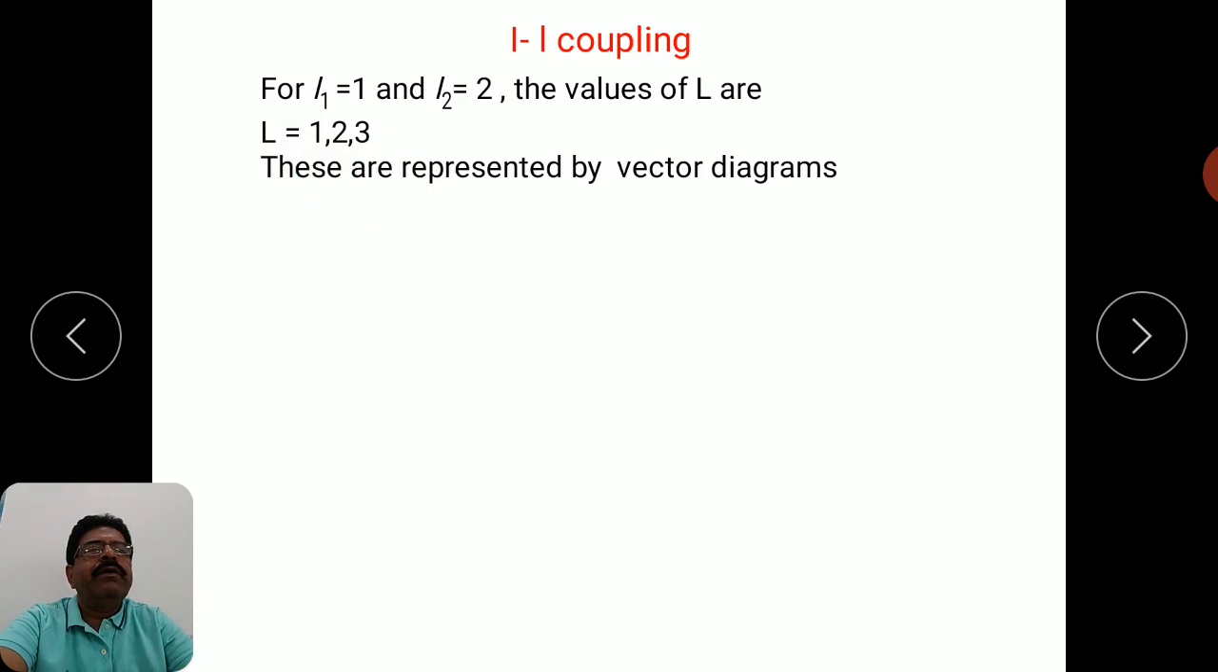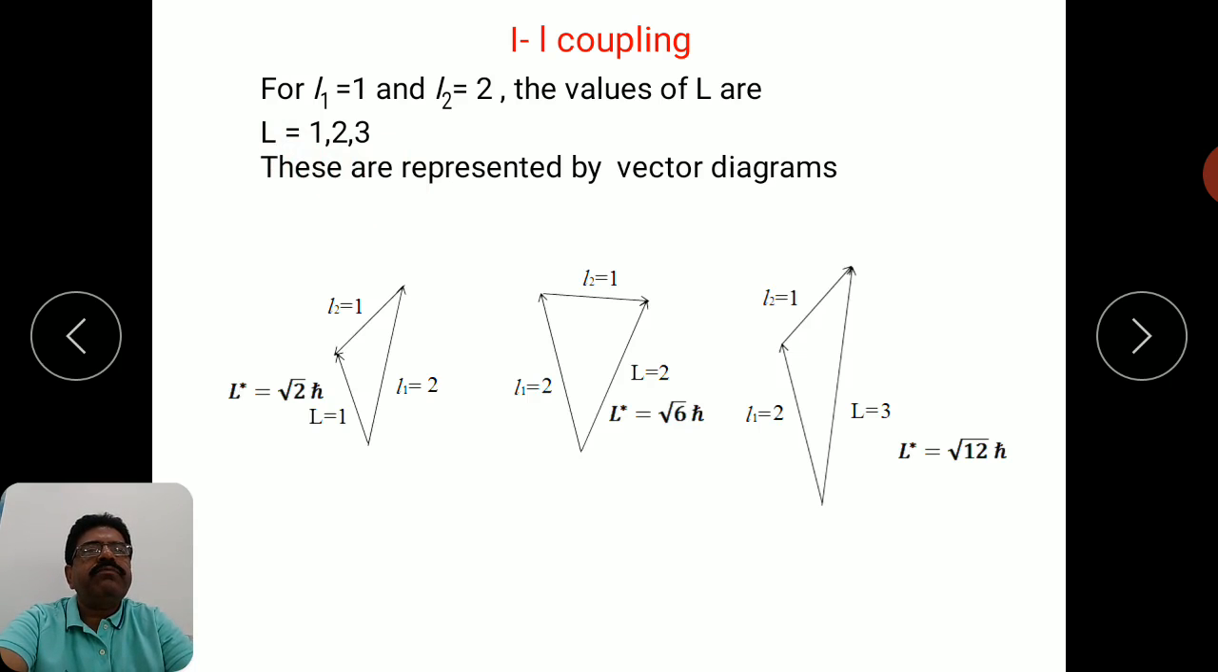And these are represented by vector diagram. Simply, you can see here L1 is equal to 1 and L2 is equal to 2. You can see this L is equal to 1, the first combination, and here L star is equal to root 2 H cross. Similarly, in the next vectors, L2 is equal to 1 and L1 is equal to 2, the resultant L is equal to 2, and therefore L star is equal to root 6 H cross. And finally, L1 is equal to 2, L2 is equal to 1.